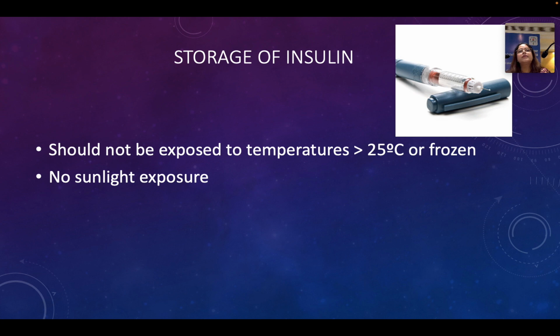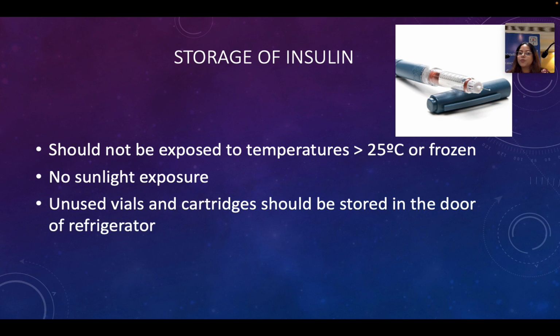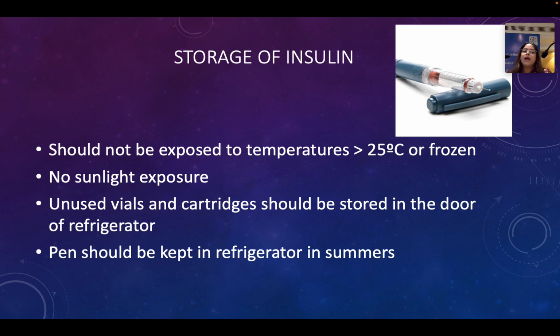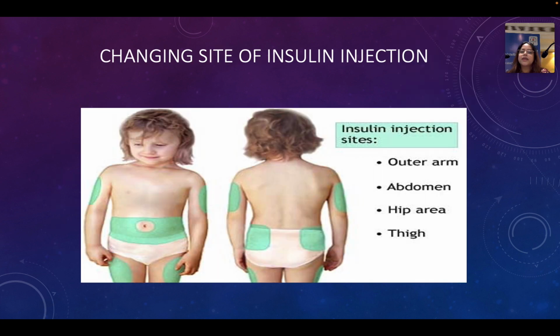Storage of insulin, this is a very important question that they might ask you in your OPD. They should not be exposed to temperatures more than 25 degrees Celsius or frozen. There should be no direct sunlight exposure. Unused vials and cartridges should be stored in the door of the refrigerator or in the lower compartment of the refrigerator, not in the freezer, not in the chiller. The pen should be kept in the refrigerator in summers. In winters, it can be kept outside.